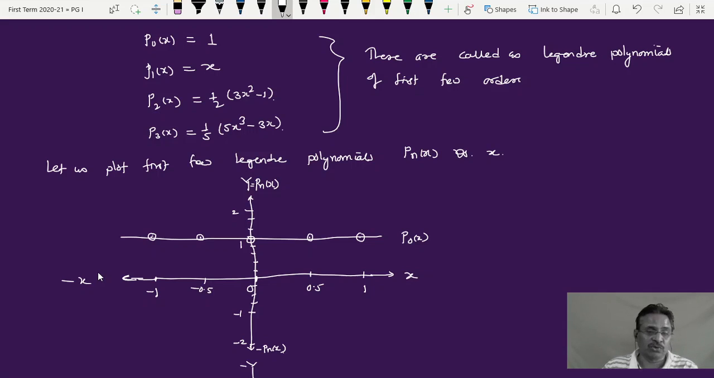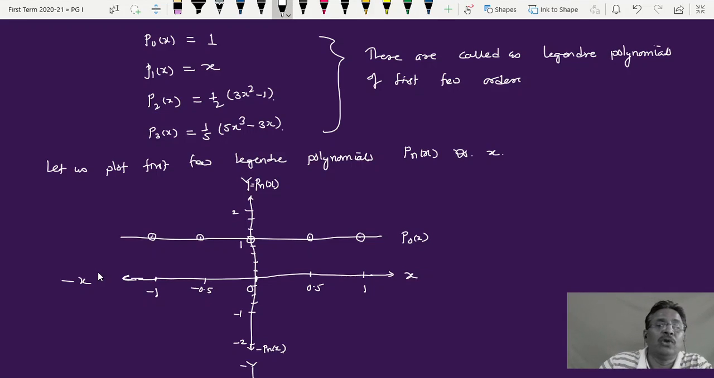Whatever the value of x may be, this P0 of x gives me a value equal to 1. So P0 of x is equal to simply 1 for all values of x, right from negative to positive. That gives me the first Legendre polynomial, which is plotted here, and that is a straight line parallel to the x-axis. Now can you imagine what happens in the second?